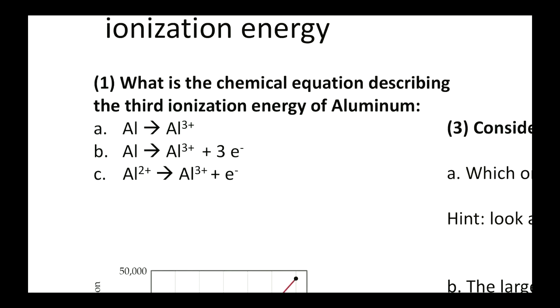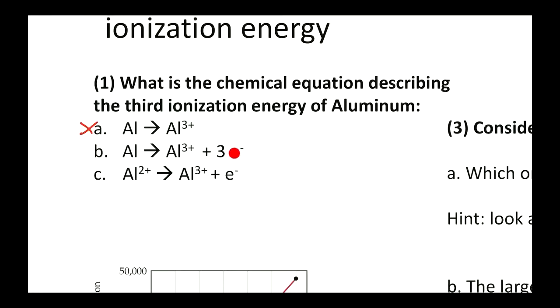I'll go through mistakes that I think students would make. For the third ionization of aluminum, you might think we want to make aluminum 3+ from aluminum. That kind of makes sense, right? But this first one is incorrect because, are the reactants and products charge balanced? No, they're not. So it can't be A because it's not a balanced equation.